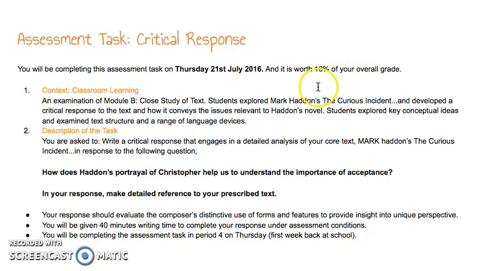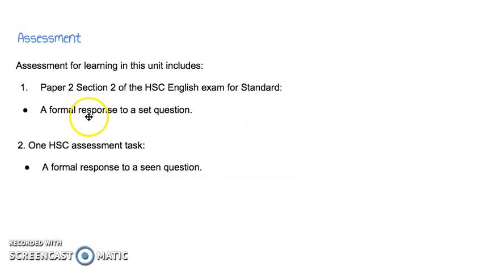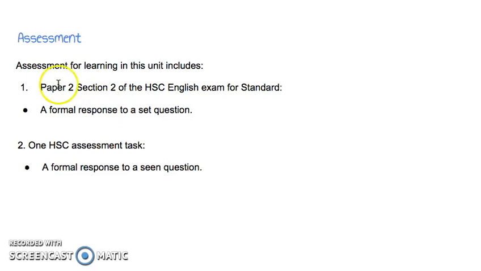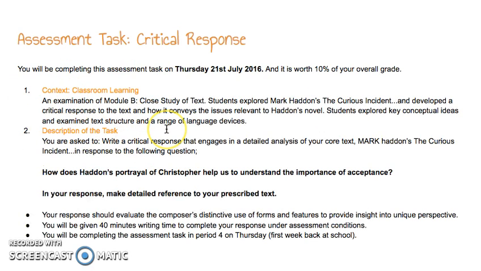underwhelmed by that. I know it's a very low figure and a very low percentage of your overall grade. However, this essay, if you receive an A for this, that means you have a solid piece of work to then use in this one here. So this is all designed to set you up and make sure you are prepared for this big one here. Okay, so context is you're going to be completing it in class time.